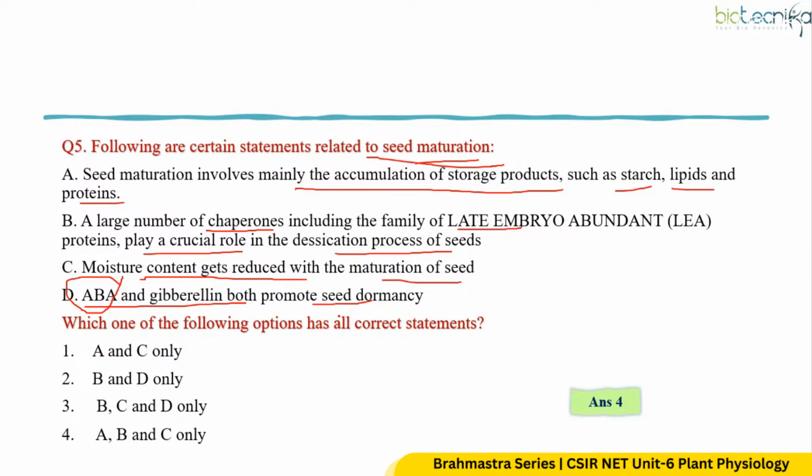Why is statement D incorrect? Abscisic acid and gibberellin both promote seed dormancy. Why is this statement incorrect? Why is the statement incorrect over here? Rest of the things okay, it's fine. Gibberellins, yeah. Yes, you are correct.